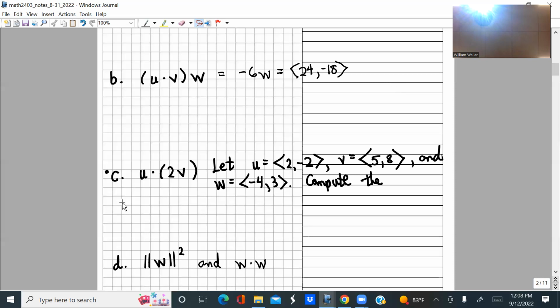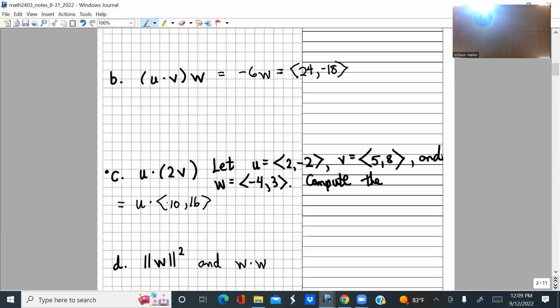Okay, did y'all get that? Is that pretty easy? Let's see, what is 2 times v going to be there? First we have to think about how we're going to write that down. Let's write that down in component form. So what's 2 times v going to look like? Just 10 and 16, right? Okay, so that's just a nice scalar product.